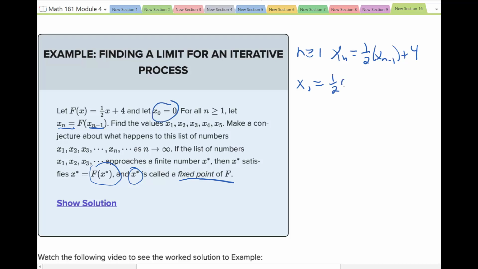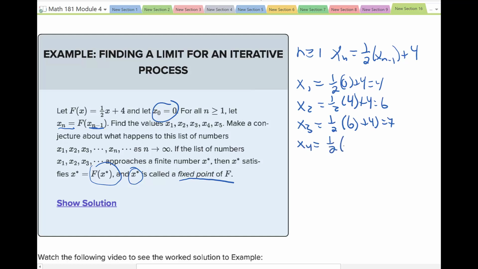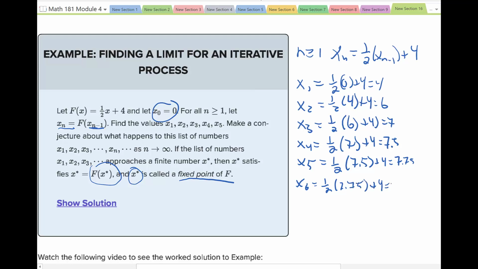So 1/2 of 0 plus 4 is 4. x2 is 1/2 of 4, that's the value from x1, 1/2 of 4 plus 4 is 6. x3, 1/2 of 6 plus 4 is 7. x4, 1/2 of 7 plus 4 is 7.5. x5, 1/2 of 7.5 plus 4 is 7.75. x6 is 1/2 of 7.75 plus 4, and that's going to be 7.875.